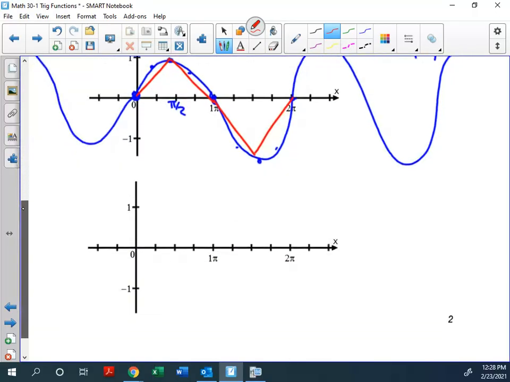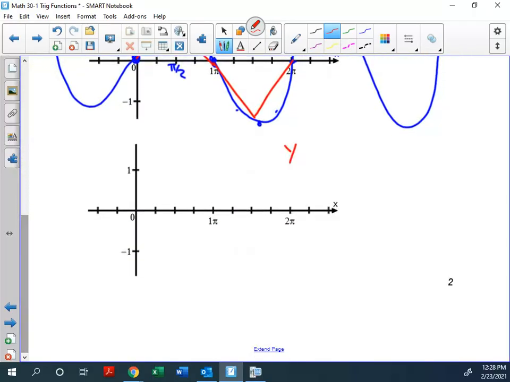All right, let's do cosine. So exactly the same principle, but now as we walk around the unit circle, I'm going to take the x values because the cosine is the x. So this time at 0, I have a cosine value at 1.